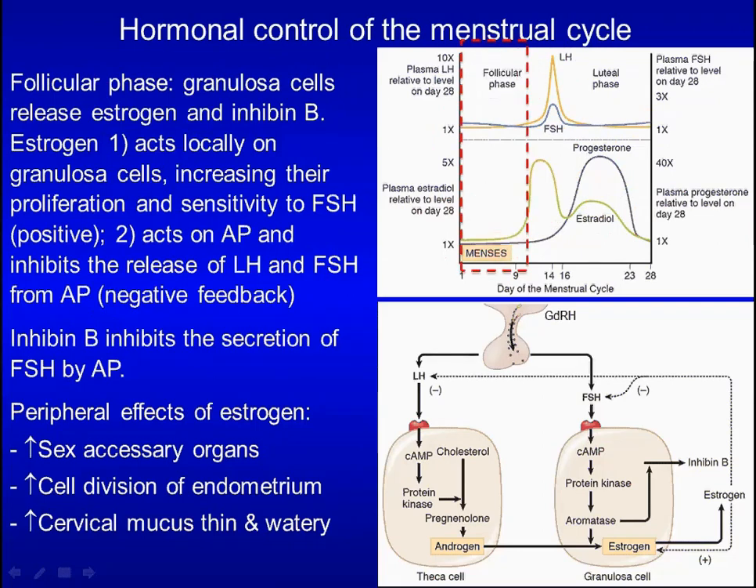In follicular phase, granulosa cells release estrogen and inhibin B. Estrogen has two effects. One is to act locally on granulosa cells to increase their sensitivity to follicle-stimulating hormone. Second is to act on anterior pituitary gland and inhibit release of luteinizing hormone and follicle-stimulating hormone. Inhibin B inhibits release of follicle-stimulating hormone from anterior pituitary gland.